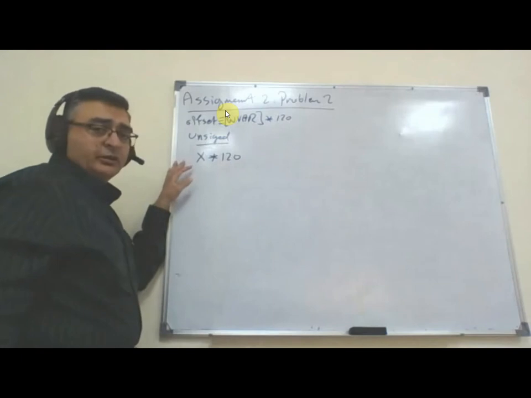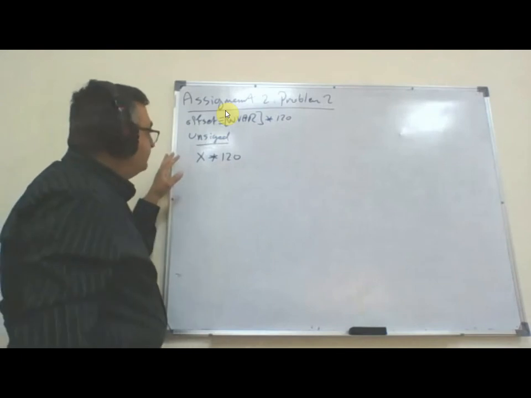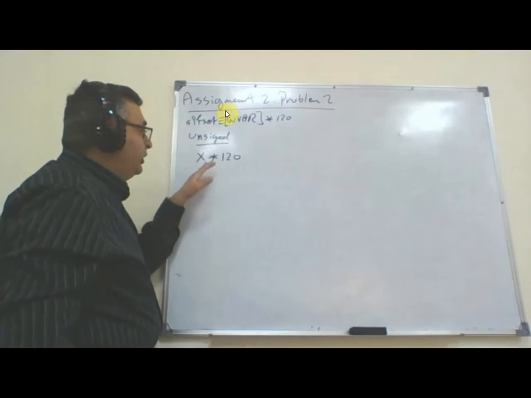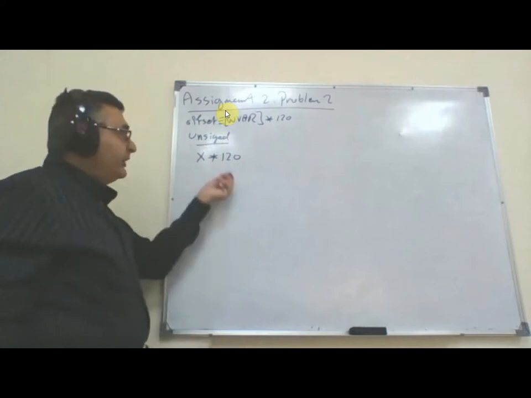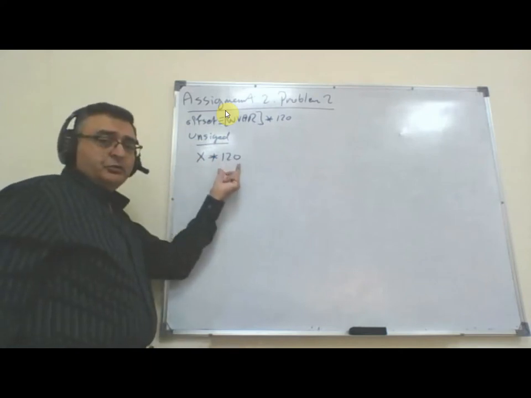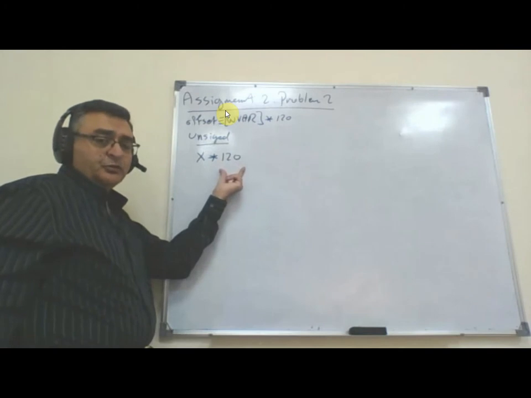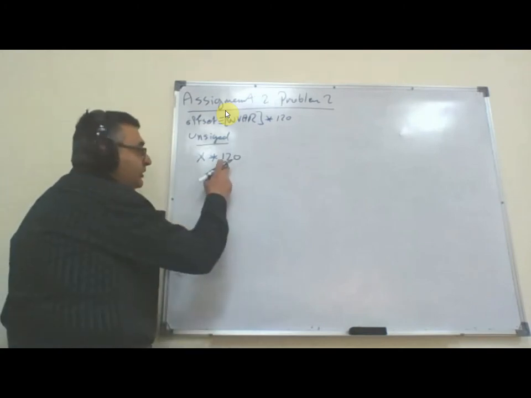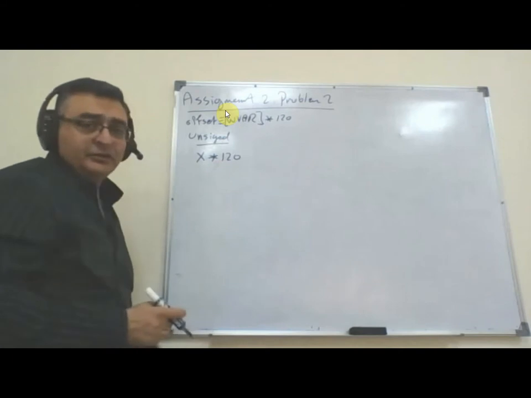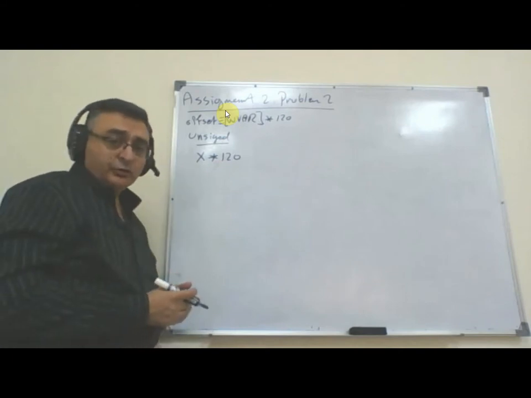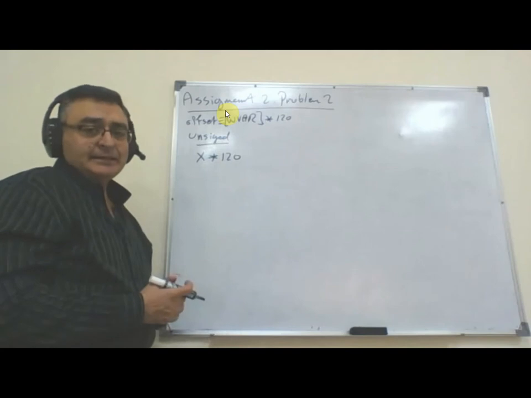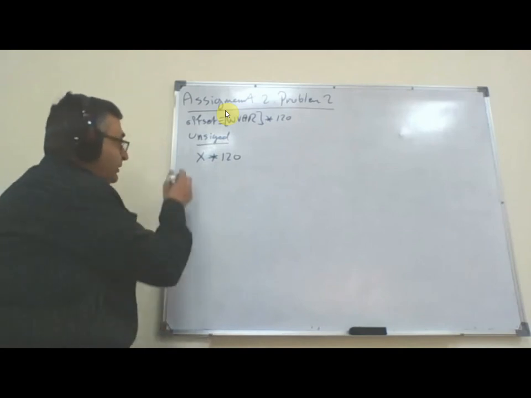How can I convert this multiply operation into a shift operation? That means that this number should be converted to a number that is a power of 2. If we analyze the 120, we can find different ways of representing 120 as a power of 2 number.